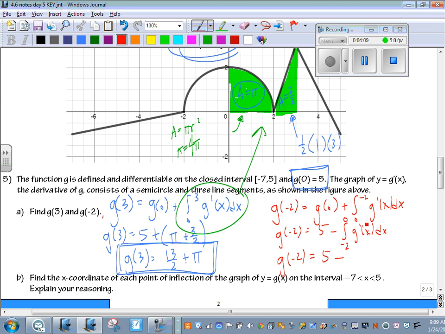So we need to find the area under the curve from -2 to 0. Well, that's just going to be pi, right? That has the same area as that other quarter circle. So our answer for this one is going to be 5 minus pi.